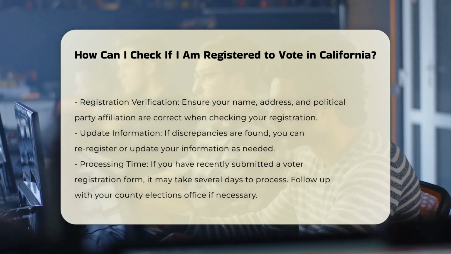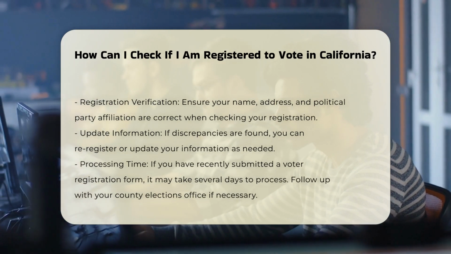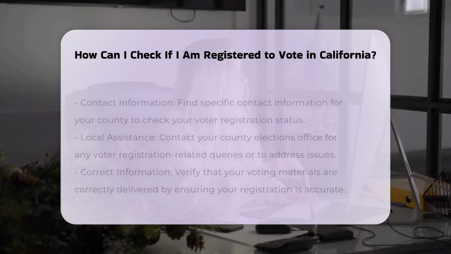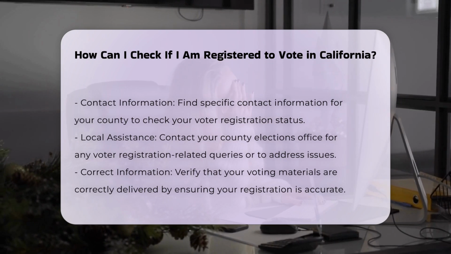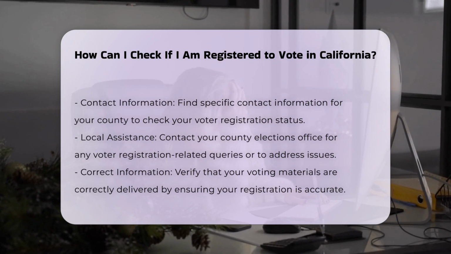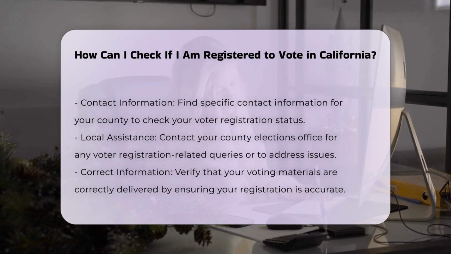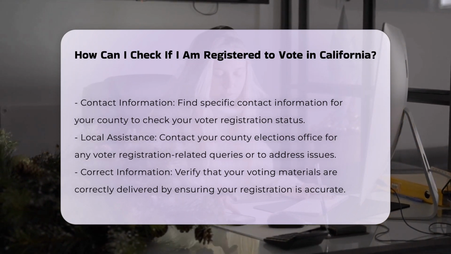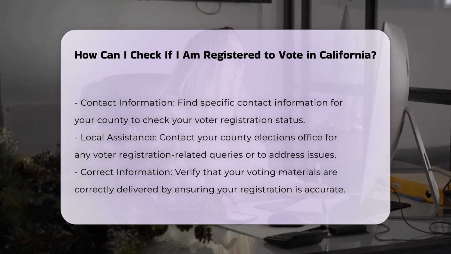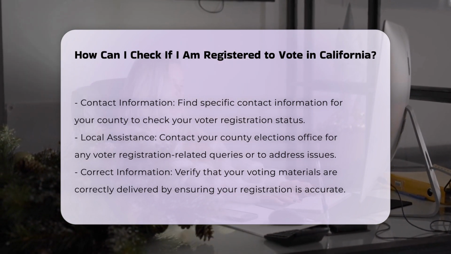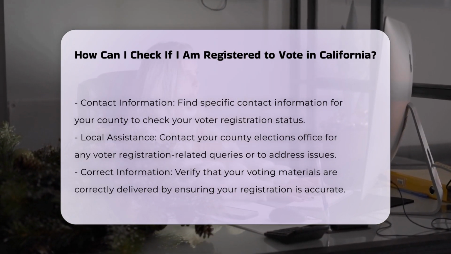Specific county tools. Each county in California has its own tools for checking voter registration. For instance, in Contra Costa County, you can visit contracostavote.gov/elections/voter-registration/my-voting-information, voter lookup and sample ballot search, or call 335-78. Make sure to find the specific contact information for your county.